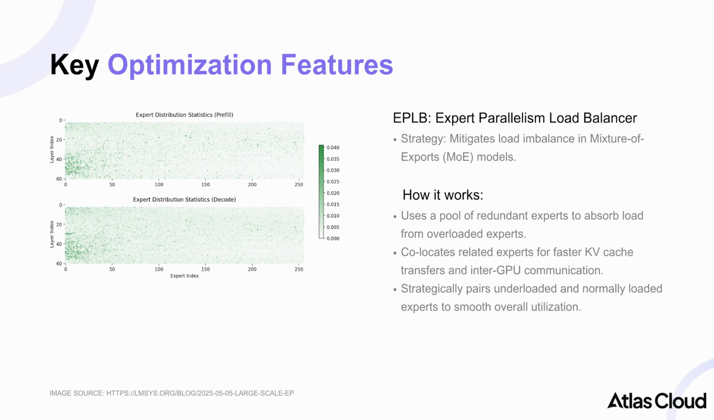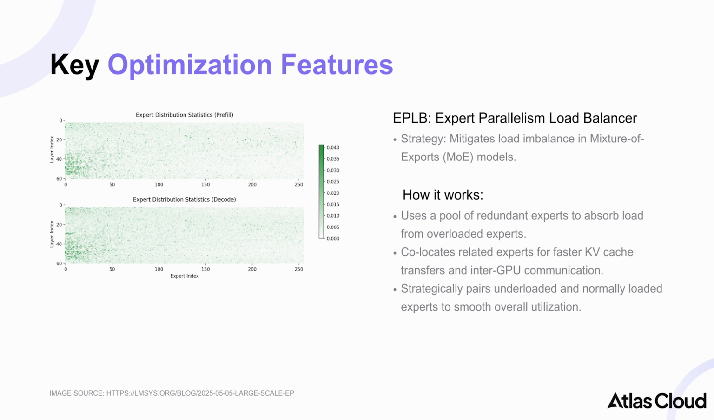It introduces additional experts that can absorb excess load from the overloaded ones, helping to even out utilization and maintain high throughput across the model. To further optimize performance, EPLB strategically co-locates related experts on the same physical hardware node. This proximity boosts inter-GPU bandwidth, which is critical for rapid key-value, or KV, cache transfers, and efficient cross-expert communication.